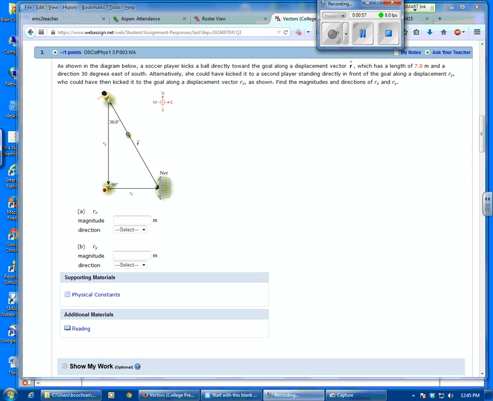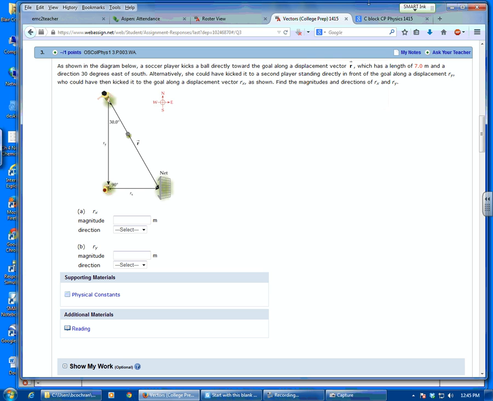Number 3 now. All right? Where you got the soccer player, what they're telling us is that this kicking it directly in, would that be the distance or the displacement? Right, it would be the displacement, because it's just from where it started to where it ended, including direction. And they're really asking us to find the components of that.